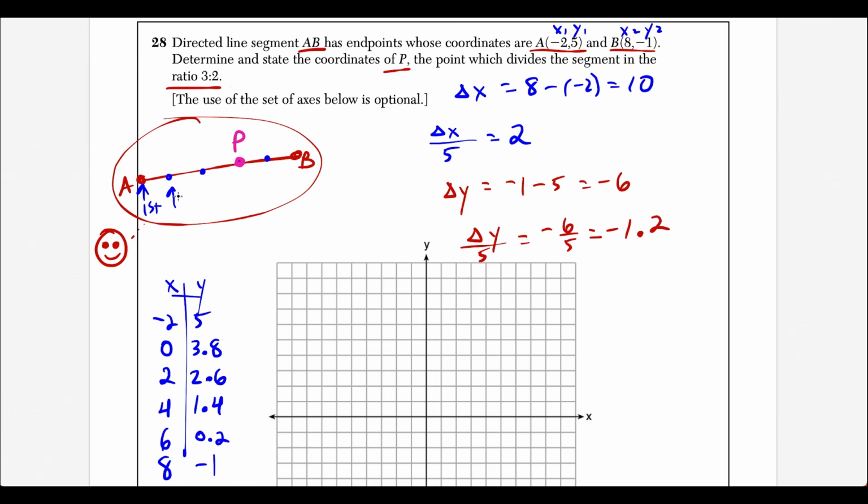So this is first, second, third, fourth along the way. So we're going to the 4th point along the way. So we have first, second, third, fourth. This is the solution to our question. Determine and state the coordinates of P would be the point 4, comma 1.4. But now I'm going to do my best to graph all of these.